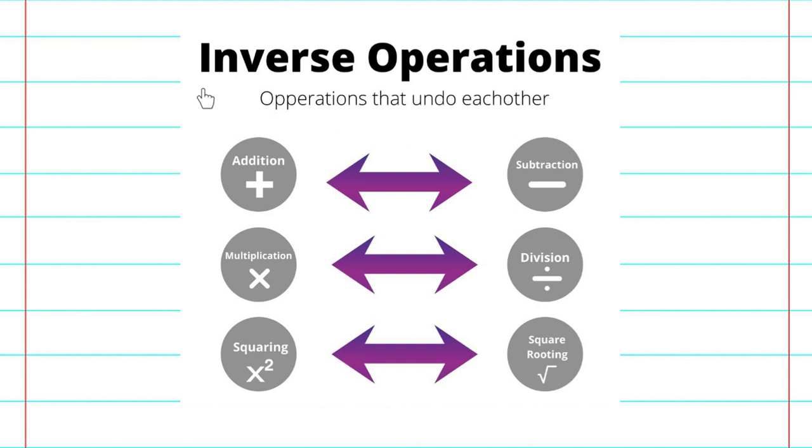Okay, so again, inverse operations. Inverse is opposite. Inverse operations, okay? So operations that undo each other. So addition, the inverse is subtraction. Multiplication, the inverse is division. If it is squaring, okay, so if it's x squared, the inverse operation is to square root it. Okay, squaring is square root. Remember our inverse operations.